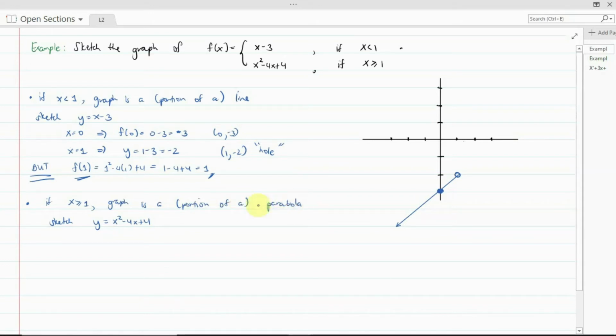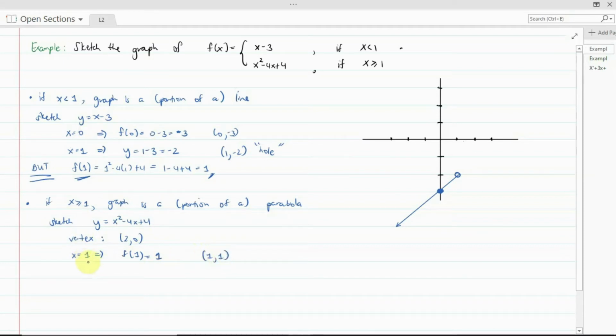Okay? In sketching a parabola, we need 3 points, namely the vertex. And I leave it to you to verify that the vertex of this parabola is (2, 0). And we need another 2 points. When x is 1, ano yung f of 1 natin? Na-solve na natin yan kanina, it's 1. So, we have (1, 1).